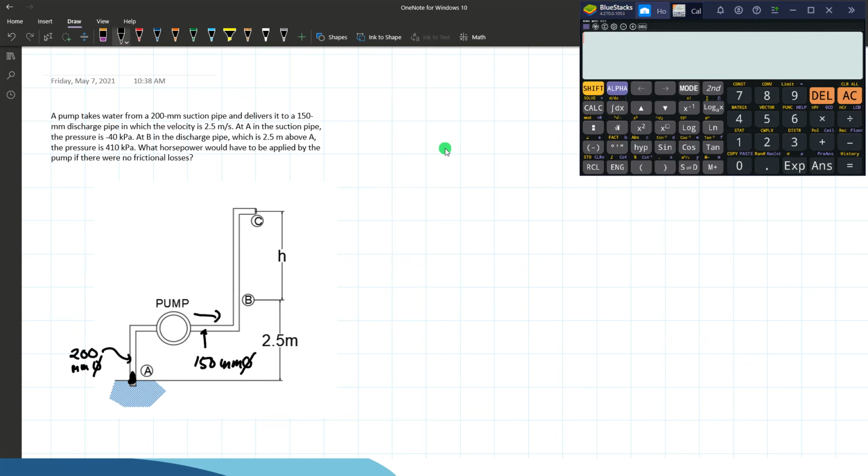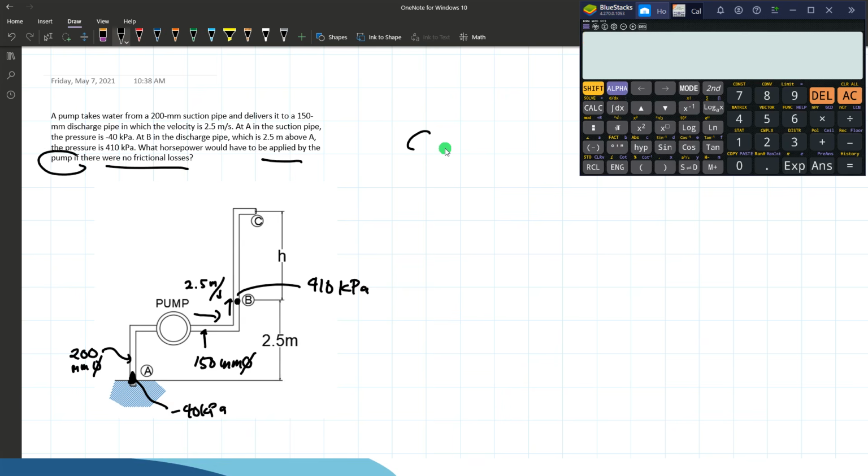The velocity is 2.5 meters per second at the discharge pipe. So at A, in the suction pipe, the pressure is negative 40 kilopascal. At point B, which is right here, the pressure is 410 kilopascal. The location of point B is 2.5 meters above point A. What horsepower would have to be applied by the pump if there were no frictional losses?